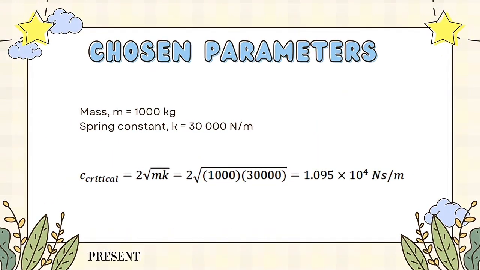Hi, I'm Fawaz, and I'll explain how we simulate the coilover suspension system based on the ODE we derived earlier. First, we choose the values for mass m and spring constant k to be 1000 kg and 30,000 newtons per meter respectively. From these, we can calculate the critical damping coefficient c. Substituting the values into the formula, we get the critical c to be 1.095 times 10 to the power of 4 newton seconds per meter.